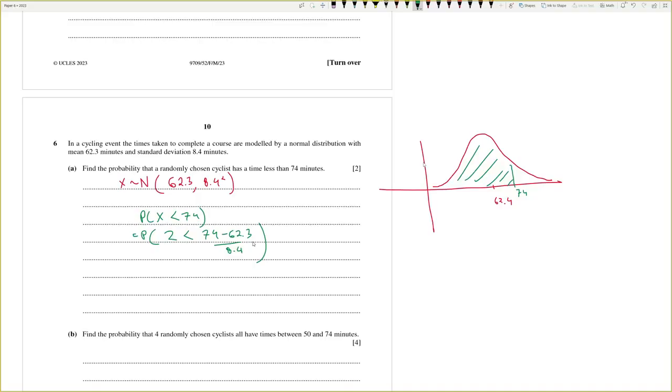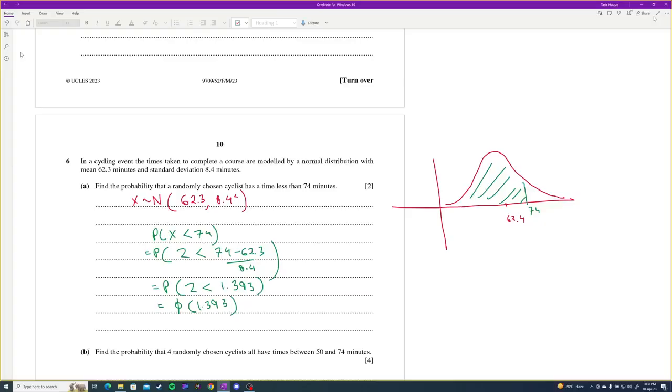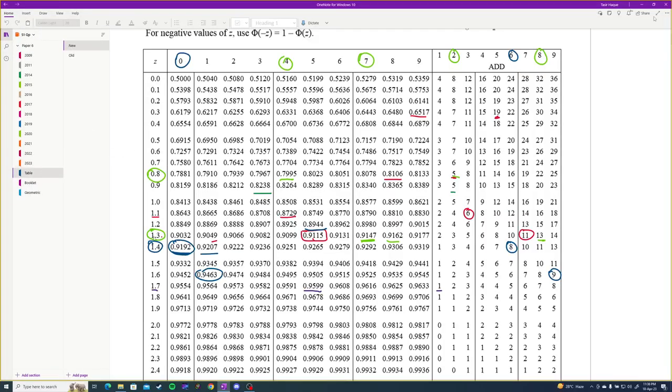74 minus 62.3 over 8.4, which gives P(Z is less than 1.393). Always go for 3 decimal places for the normal distribution. So this gives us a value of phi of 1.393. So let's look for that. 1.393, let's go to the table. 1.39, and this 3, which is 5.